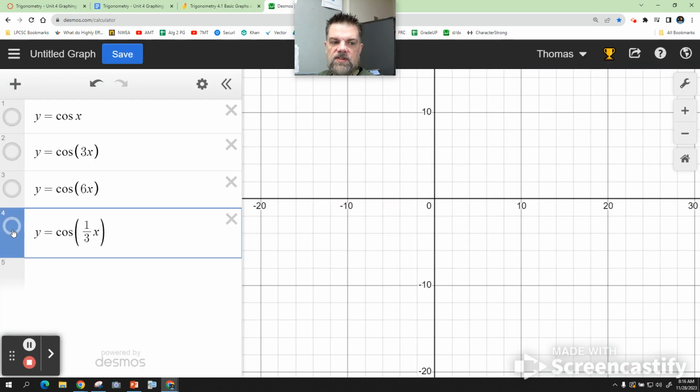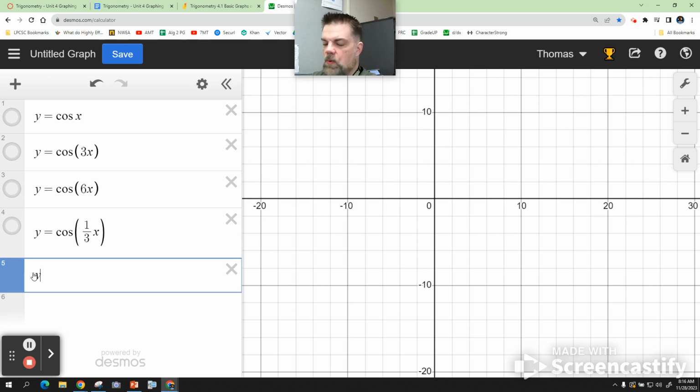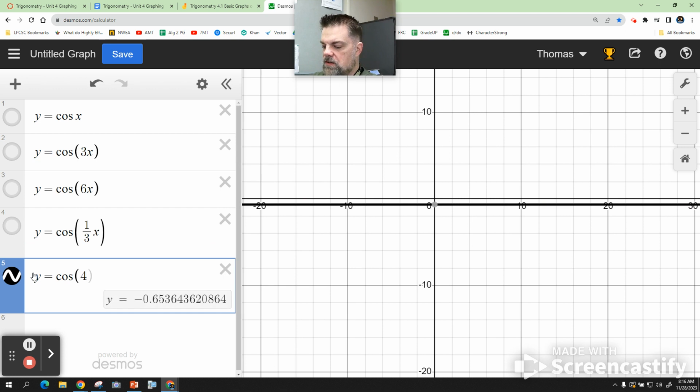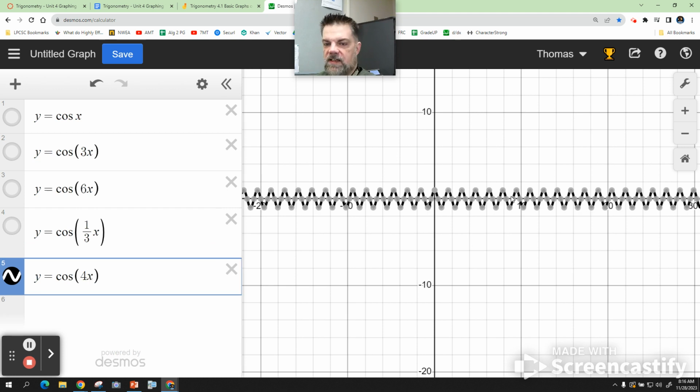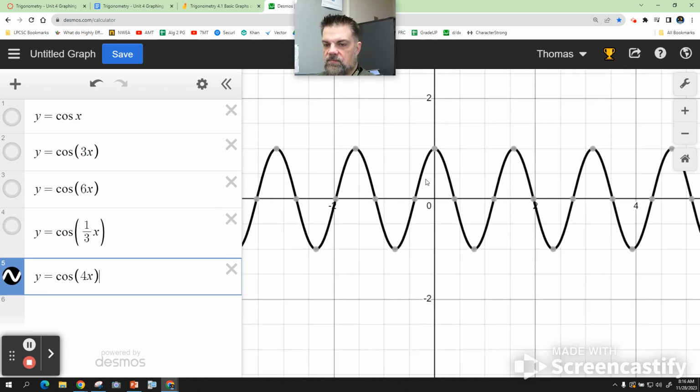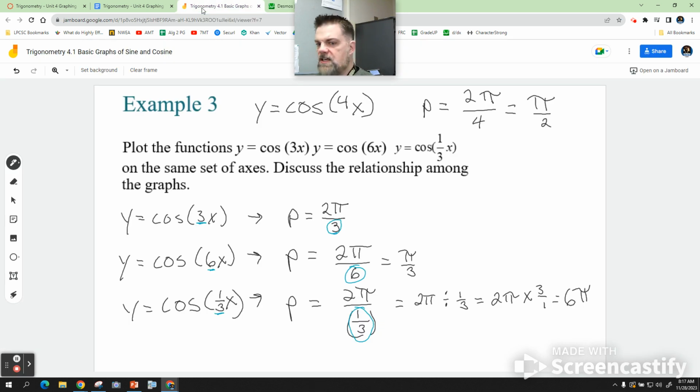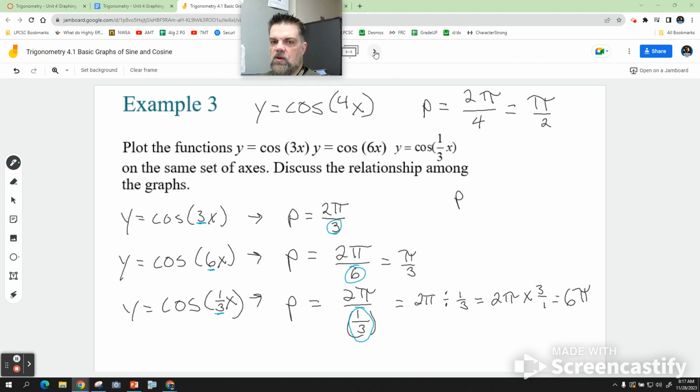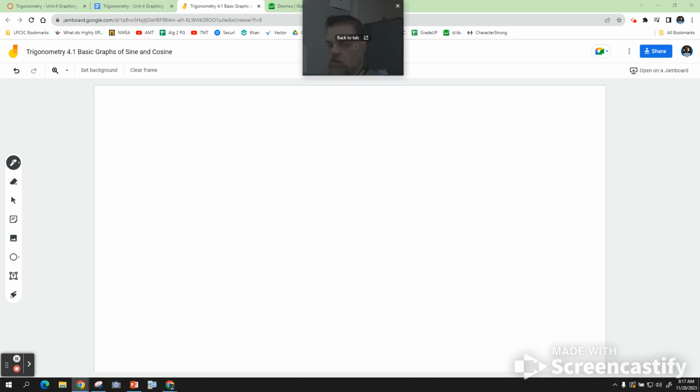So I'm going to close this one out, and then I'm going to type in y equals cosine of 4x. Now I got to zoom in. The period is pi over 2. So from an observation perspective, we've determined that, well, I'm going to write it. The book has a very formal way of writing it. I'm just going to write it shorthand.